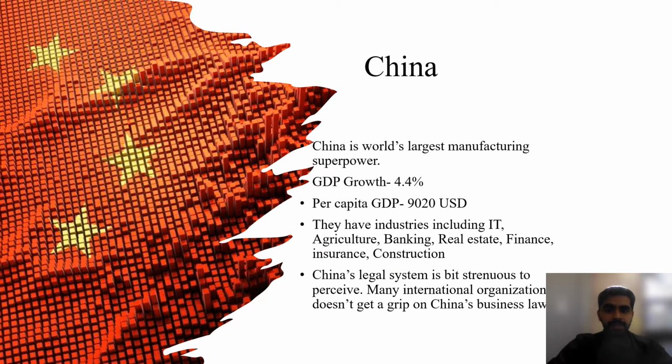So let's talk about China. As we all know, China is the world's largest manufacturing superpower, and the GDP growth of China is 4.4%, and the per capita GDP of China is 9,020 US dollars. They have many industries including IT, agriculture, finance, real estate, insurance, and construction. China's legal system may seem pretty easy from the outside, but for international organizations who are willing to establish in China, it's not an easy task to get a grip on China's legal system.